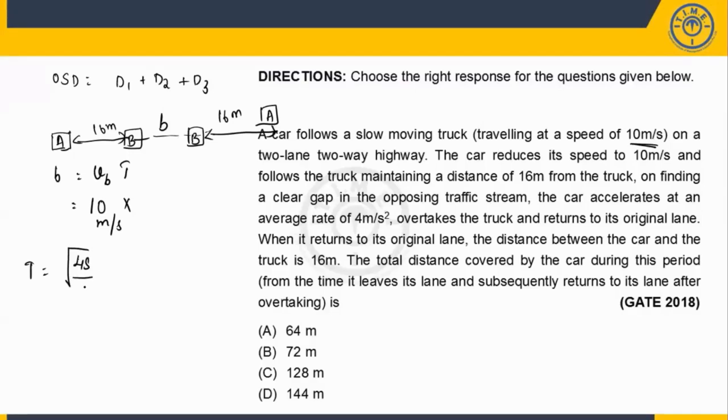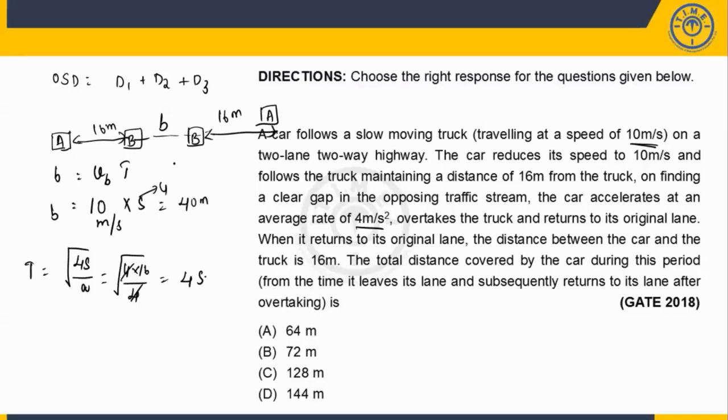4S by A. Yes, sir. Under root 4S by A. What is S then? Yes, sir, 16 meter. Very good. A is how much? Meter per second square, acceleration. So root 16 is 4, 4 seconds. What is small b then? 40 meter.